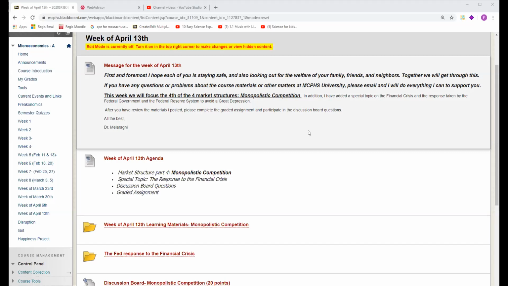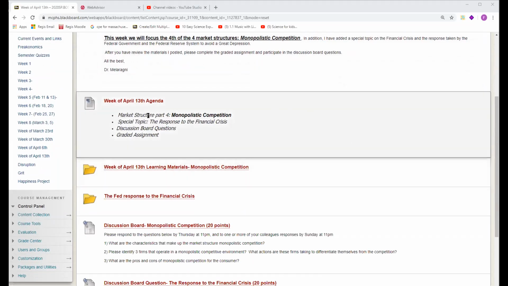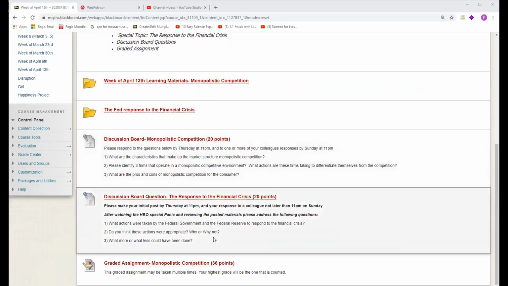So let's take a look at the agenda for the week. I'd like you to review the learning materials I've posted for monopolistic competition and then the response to the financial crisis. When you're done with that, there are two discussion board questions, one on monopolistic competition and the other on the response to the financial crisis. In both cases, I'd like you to respond initially by Thursday at 11, and then respond to one or more of your colleagues by Sunday at 11. So there are three questions in each category that I'd like you to give some thought to and answer, but that's after you've reviewed the materials I've posted.